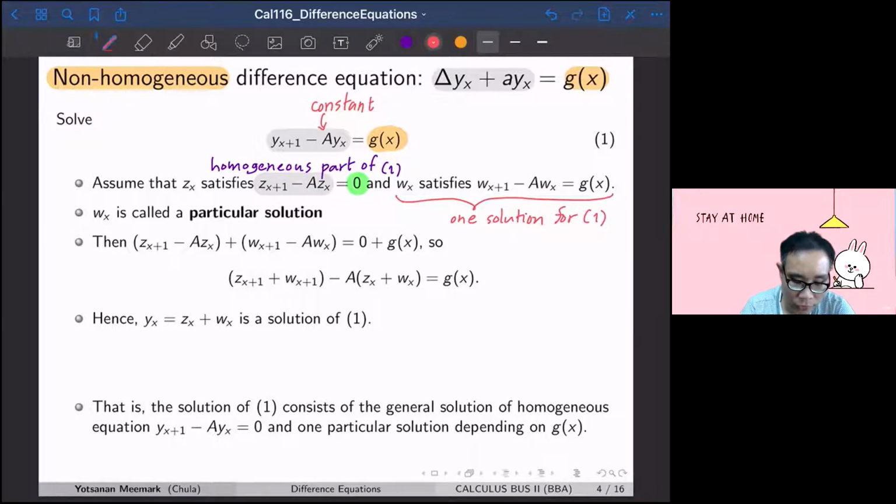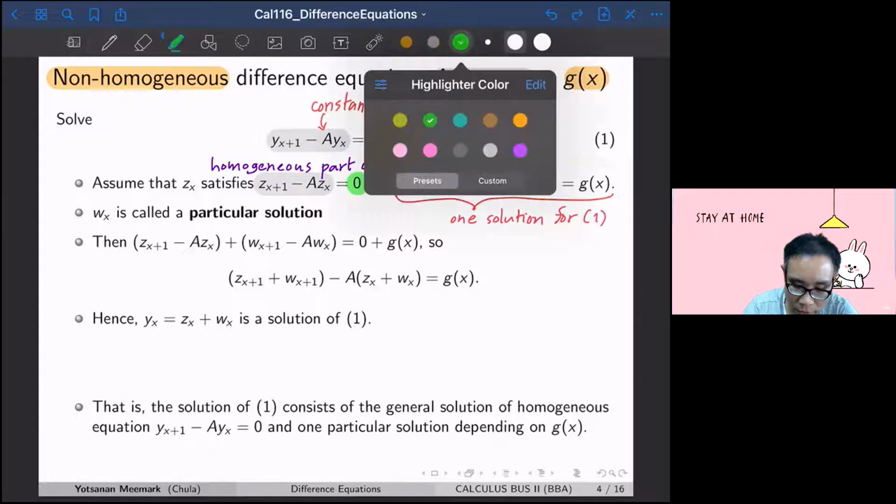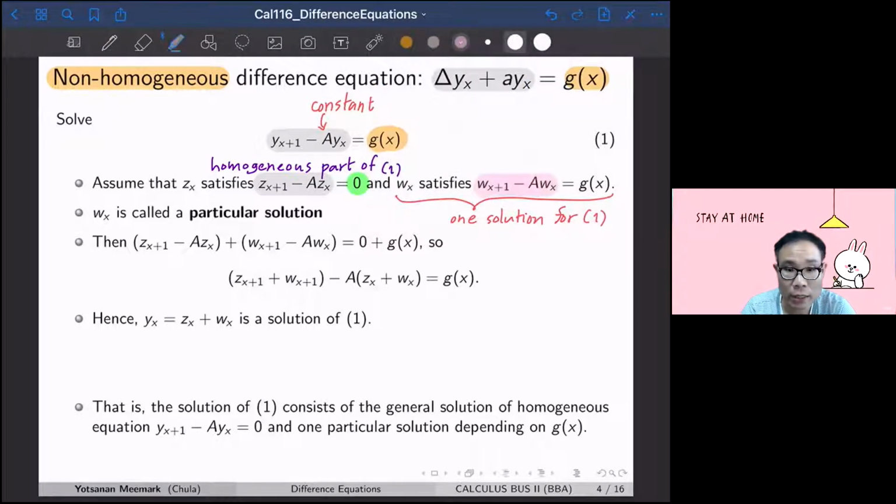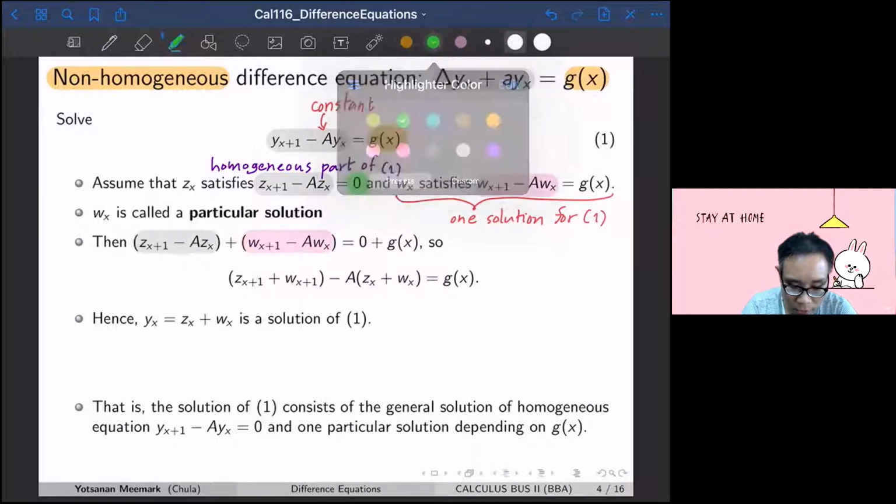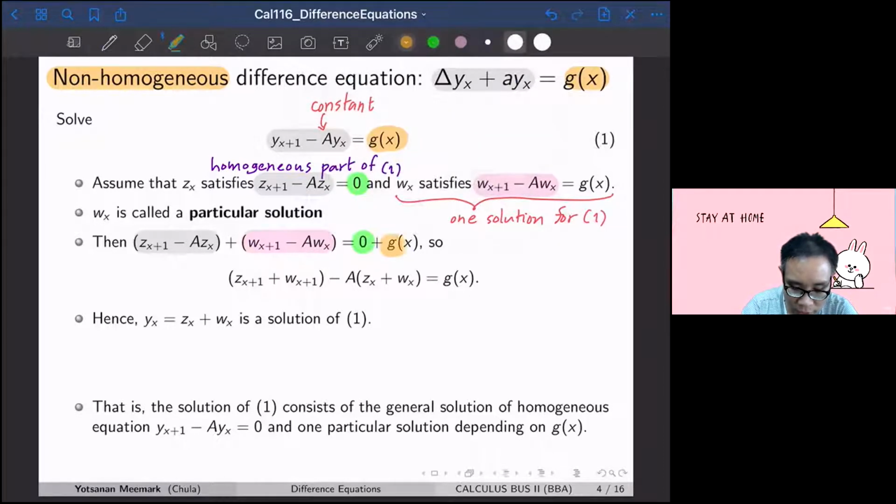We are able to generate other solutions by adding the homogeneous part and w. You see here the gray and the pink ones are the same with different variables. Let me highlight the gray and the pink. So you have the pink added to the gray one, and this turns out to be 0 plus g(x). You can combine z(x+1) and w(x+1) together, and you have a (z plus w)(x) equal to g(x).